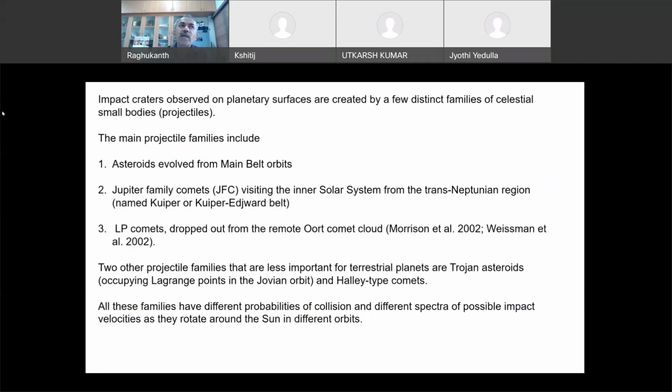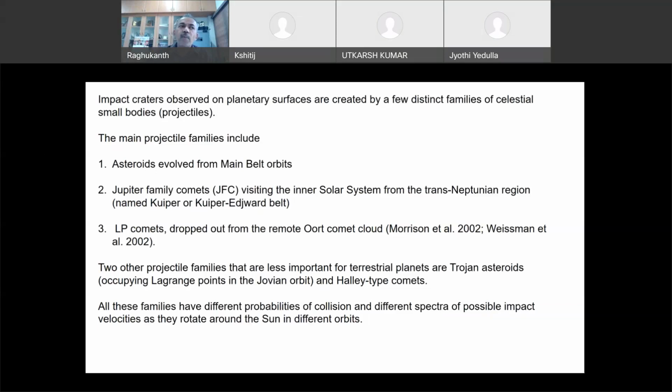Generally all these asteroids are the projectiles which give impacts on the planets. They come from basically three zones. One is asteroids evolved from main belt orbits, like I showed you. Where is the asteroid belt? Any of you remember where most of the asteroids are located in our solar system? Between Mars and Jupiter. Excellent, that is the main belt orbit. Then we have Jupiter family comets. They come from the trans-Neptunian region, which I showed you long back in our inventory, the Kuiper belt or something. From there these types of comets come and they create impacts also.